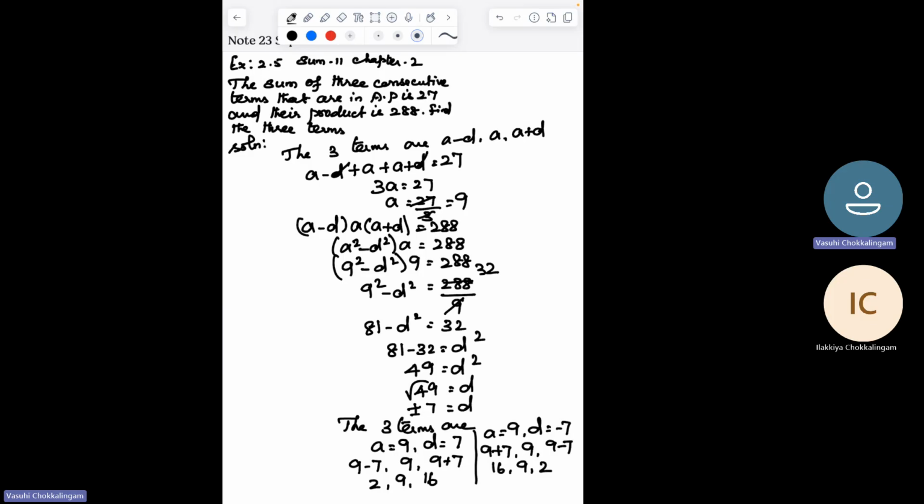So square root எடுக்கிறப்ப we will get that answer. D is equal to plus or minus 7. So நம்ம 3 terms கேட்டிருக்காங்க. So A is equal to 9 already தெரியும். When A is equal to 9, D is equal to 7. The answer is A minus D ன்றப்ப 9 minus 7. A வந்து 9. A plus D வந்து 9 plus 7. So 2, 9, 16. So instead of D, we can take D is equal to 7.